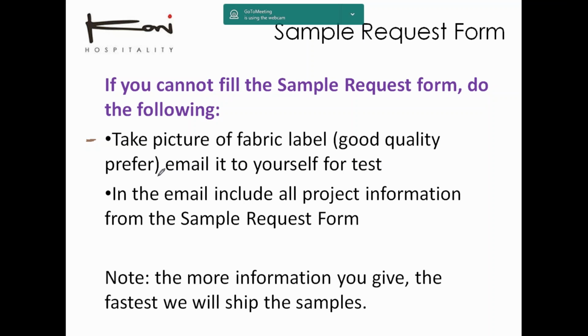Email it to yourself for a test. Sometimes our phones are already set up on low resolution, so when you send it by email and we zoom in, we cannot see the label. So just make some tests before you actually go to your meetings and so on. In the email, include all product information from the sample request form. So all the information that we went through, like the project name, the number of rooms, the shipping information, all that. If you have it, just try to include it in the email so we understand a little more about the project.